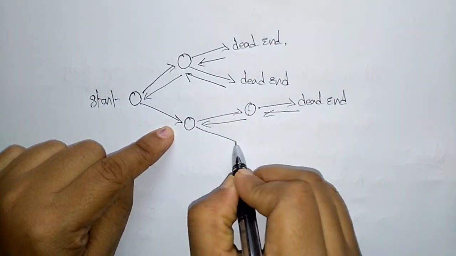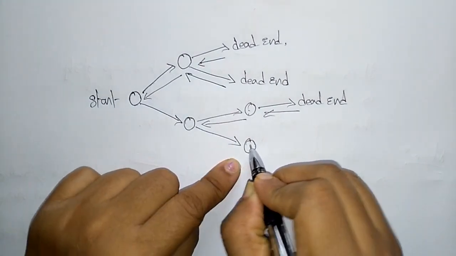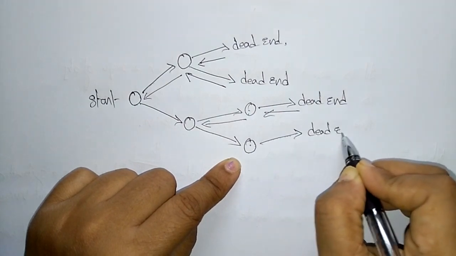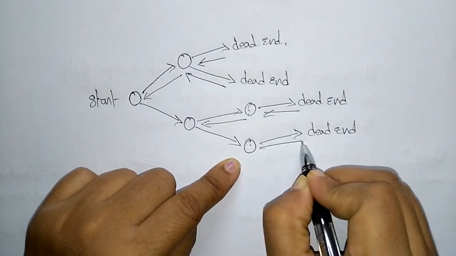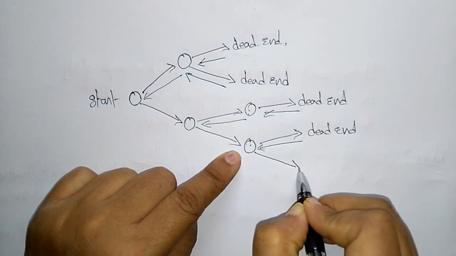Okay, and check whether another path is there or not. Yes, another path is there. Okay, you're going here, and from here you're checking this side. This leads to a dead end, so you didn't find your solution. So come back and check whether a path is there or not. Suppose there is a path.